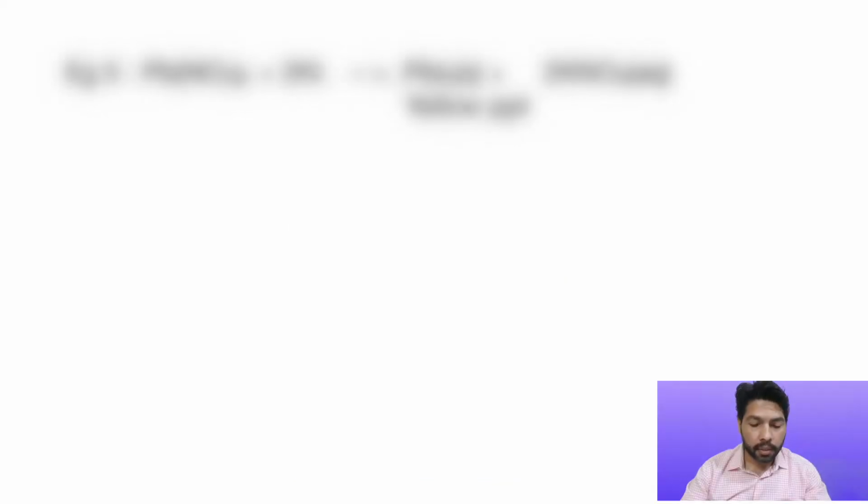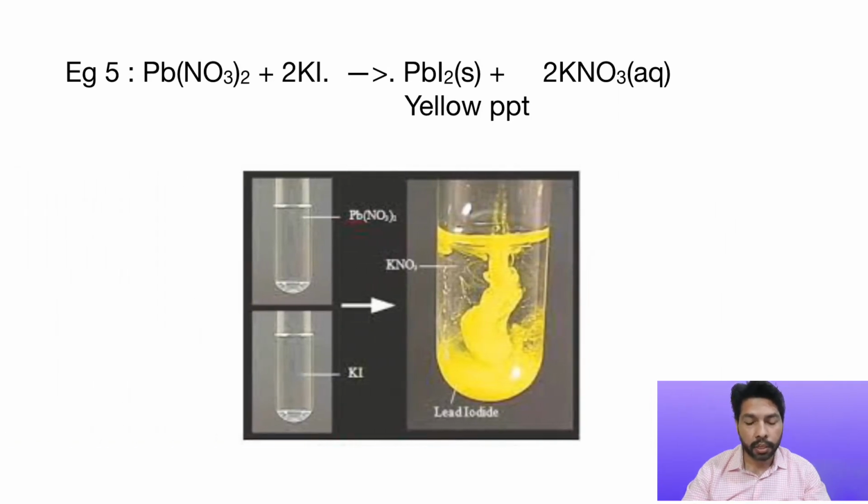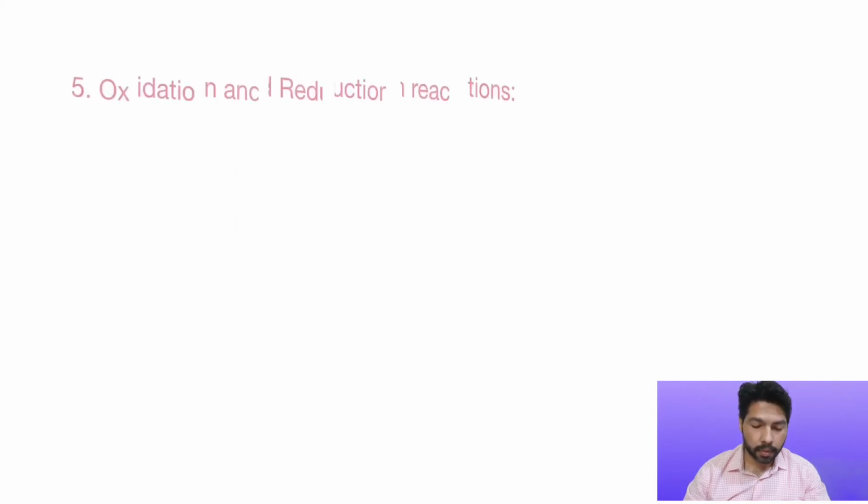Fifth reaction is the reaction between lead nitrate and potassium iodide. Lead and potassium will exchange their position, forming lead iodide, which is a yellow precipitate, and potassium nitrate will be present in the aqueous state.